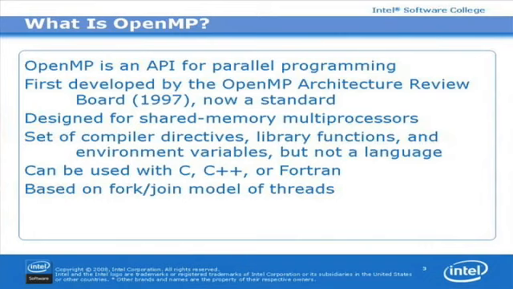What is OpenMP? Well, OpenMP is an API for parallel programming. It was first introduced in November of 1997 by the OpenMP Architecture Board and has now become a standard for threaded and shared memory programming. It's a set of compiler directives, library functions, and environment variables. But it's not a language. It's actually attached to a language like C, C++, or Fortran. Also, the parallelism is based on the fork-join model that we discussed in Part 2.